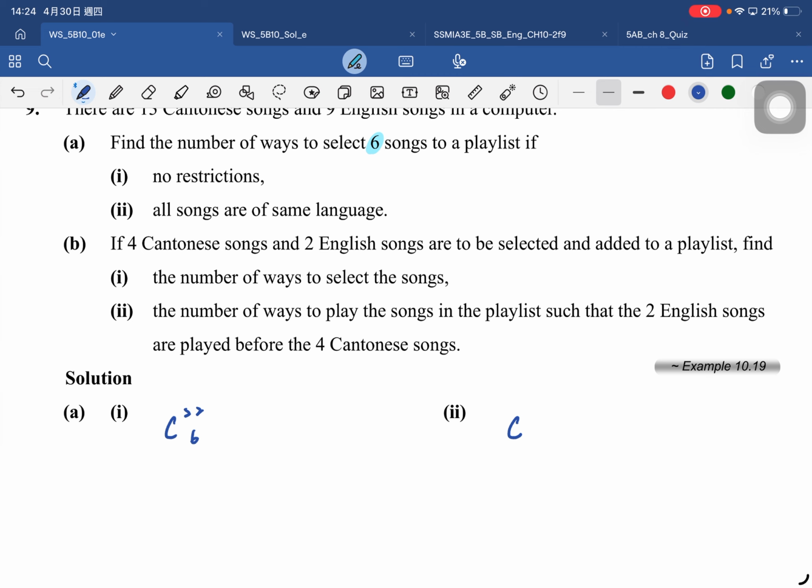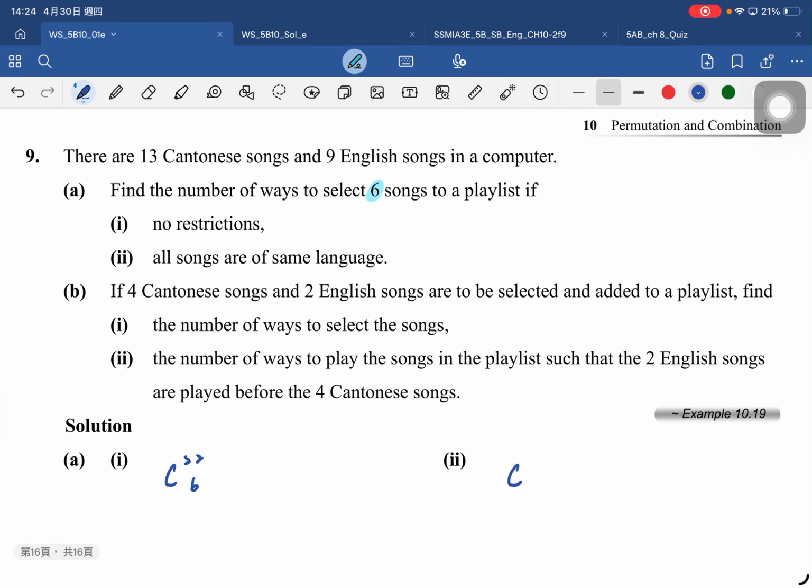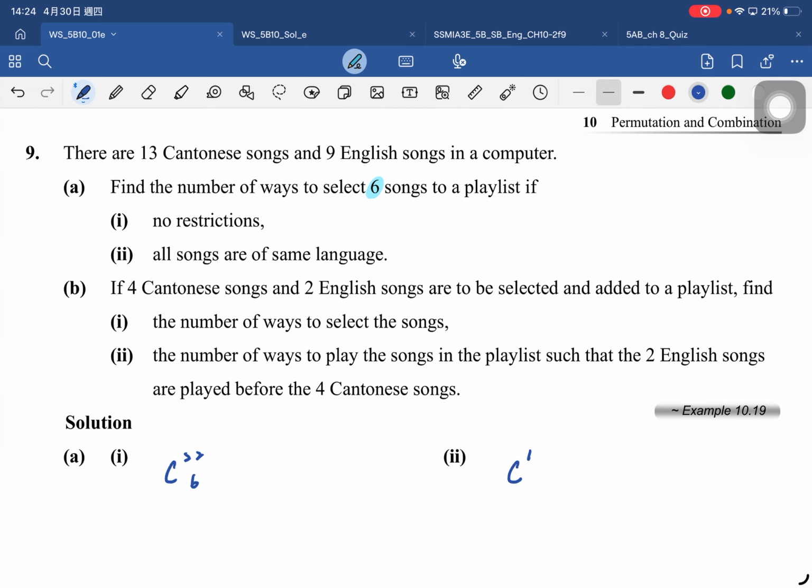So now, that means either all are Cantonese, that means out of 13 Cantonese songs, you select 6, 13C6, or all are English, that means 9C6. But either all are Cantonese or all are English, that's why you should add them up.